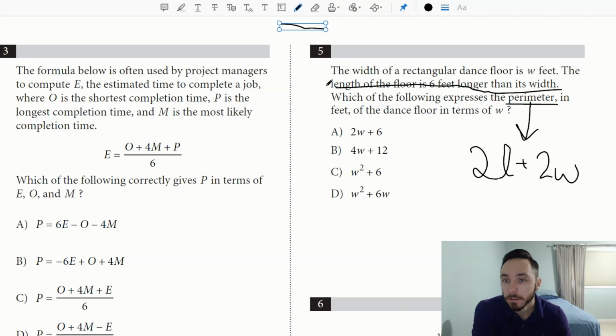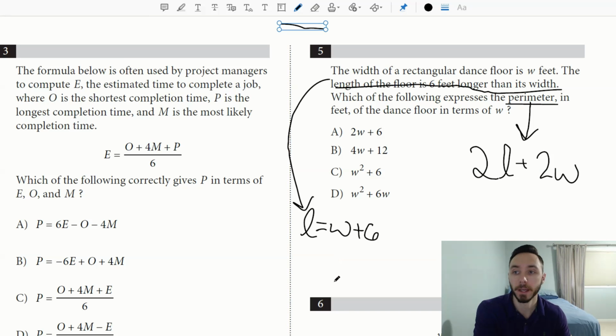Okay, so the length of the floor is 6 feet longer than the width. We can use that to our advantage. I'm just going to rewrite this right down here. I know that the length is just the width, but 6 feet longer. So it's just W plus 6. Take that expression, plug it into L, and we can just simplify that and be done.